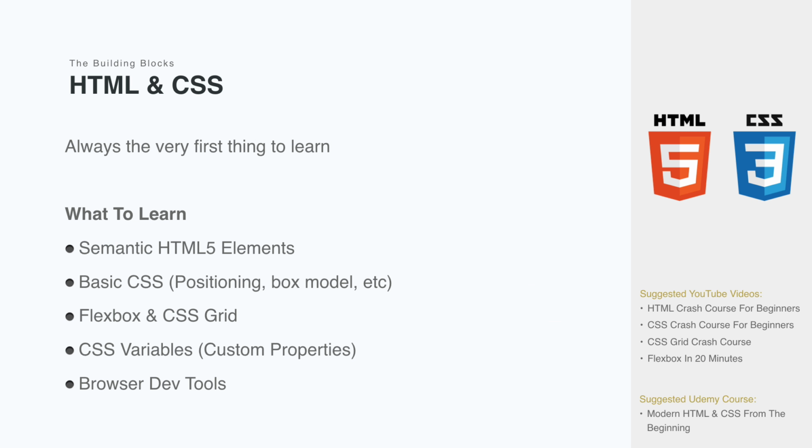All right, so the first two technologies that you're going to want to learn are always going to be HTML and CSS because these are the building blocks of the web, and every single website, every web application that runs in a browser that has a layout has HTML and CSS implemented in some way. So you want to learn semantic HTML5 elements like header, footer, section, basic CSS like positioning, the box model, all that stuff.